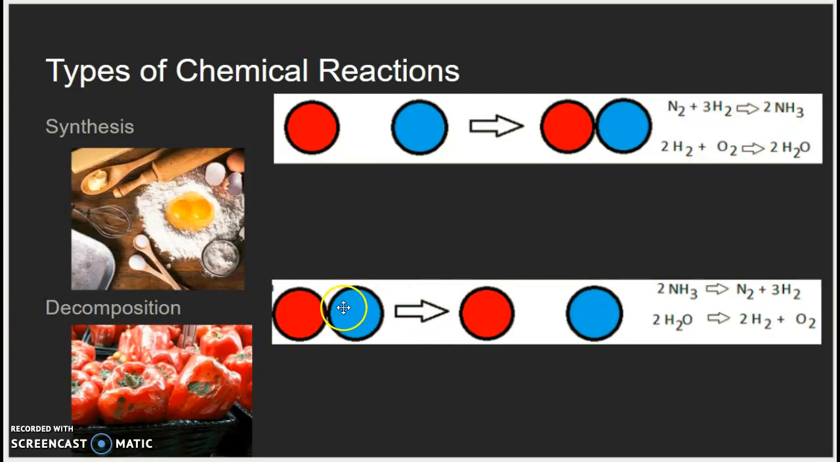Decomposition is exactly the opposite. You're starting with 1 thing and it's breaking down into 2 separate things, or 3 separate things, however many. So it's basically just the backwards reaction of what we had up here. That's what I have down here. NH3 breaking down into N2 and H2. And so for the example for this one, I put rotting vegetables, because that's essentially what's happening. All of the molecules inside of the vegetable are breaking down, decomposing.